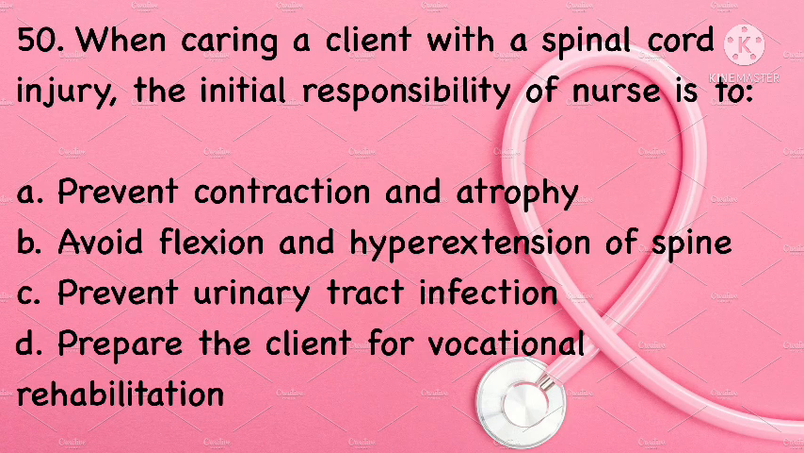When caring for a client with a spinal cord injury, the initial responsibility of the nurse is to: prevent contraction and atrophy, avoid flexion and hyperextension of the spine, prevent urinary tract infection, prepare the client for vocational rehabilitation. Correct answer is B. Avoid flexion and hyperextension of the spine.